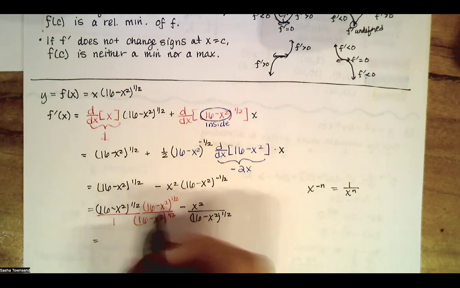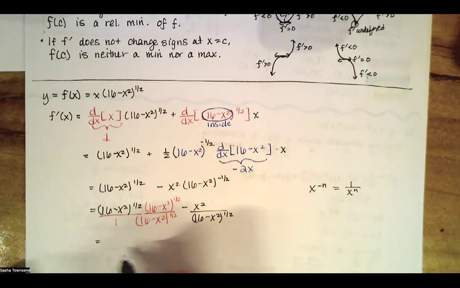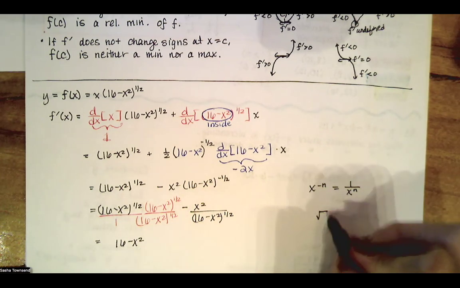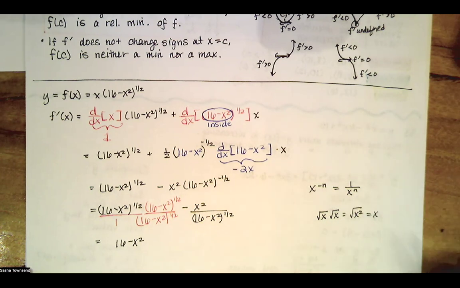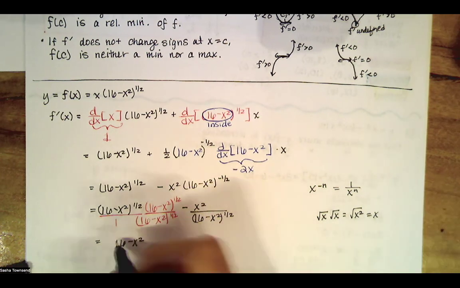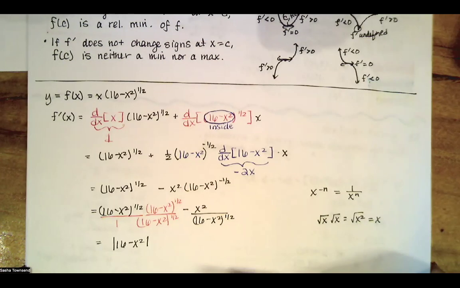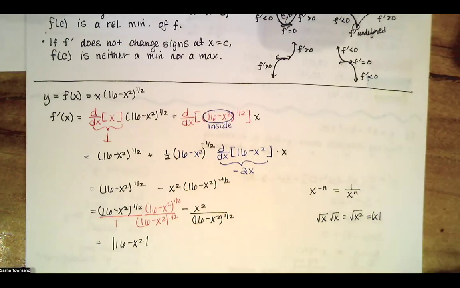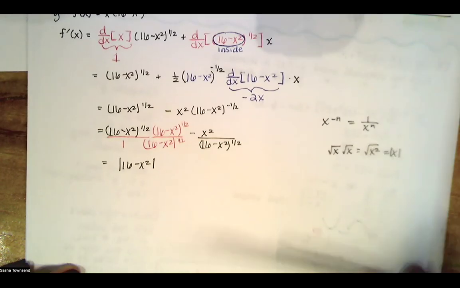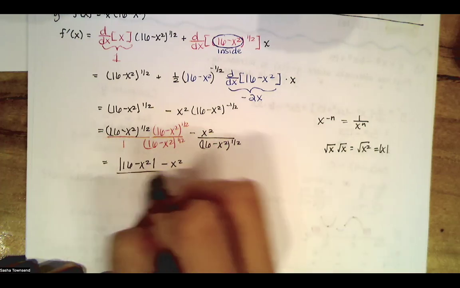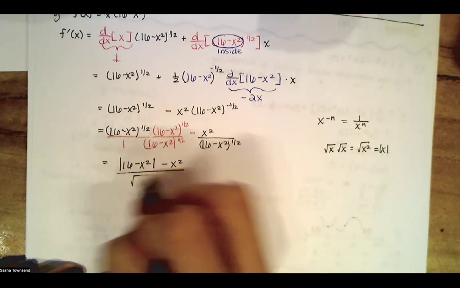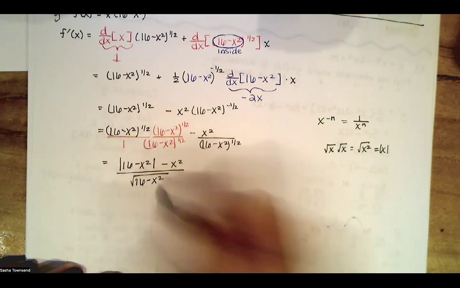You've got the square root of something times the square root of the same thing. So you're just going to get the expression inside. Because the square root of x times the square root of x is the square root of x squared, which is just x, right? And provided that x is positive. I guess I should say that, the absolute value of x. And then we're subtracting x squared from that. And we've got a square root of 16 minus x squared in the denominator.